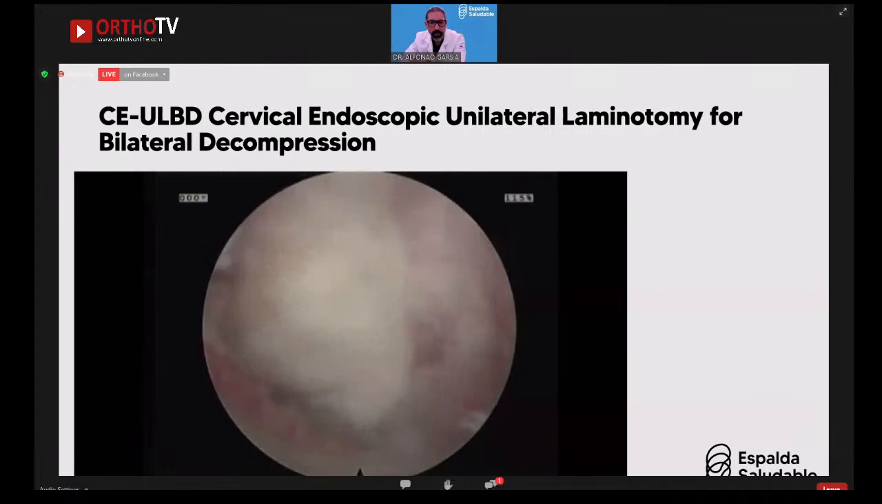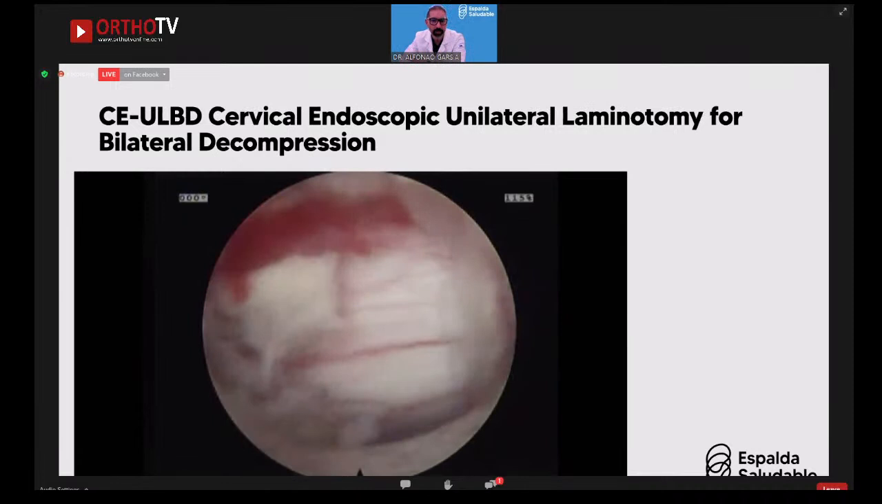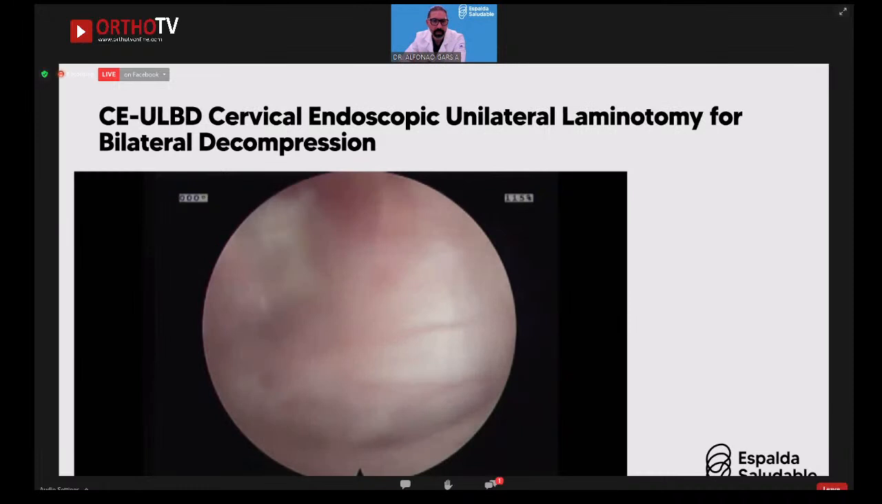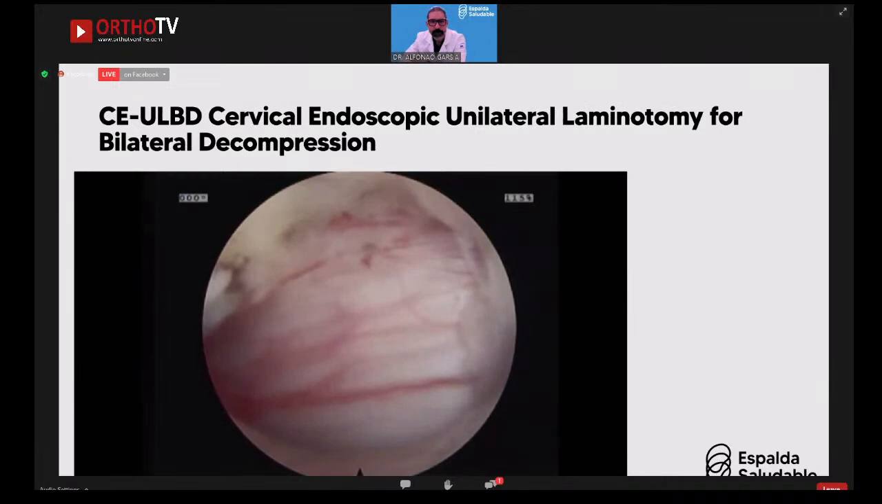And while you do the caudal decompression, the flavum ends up detaching on its own. So you just have to fish it out and remove what's remnant. So in this single step, I was lucky enough to remove it almost en bloc. And now you can document fully decompressed C3, C4 level on both sides, ipsilateral and contralateral side. Fully decompressed.